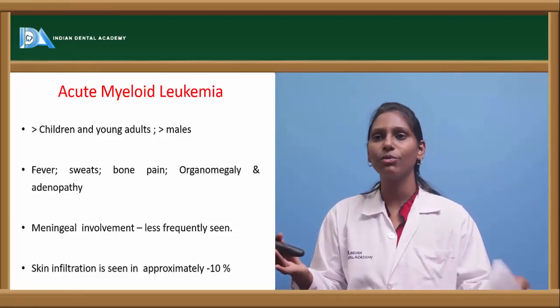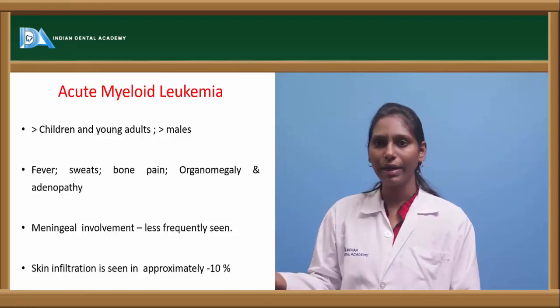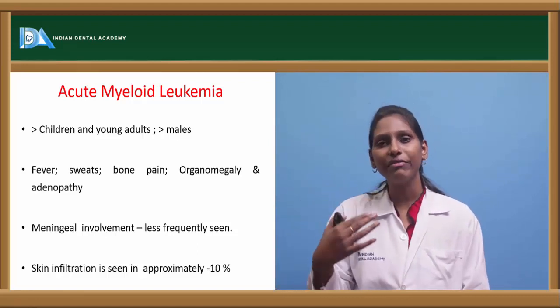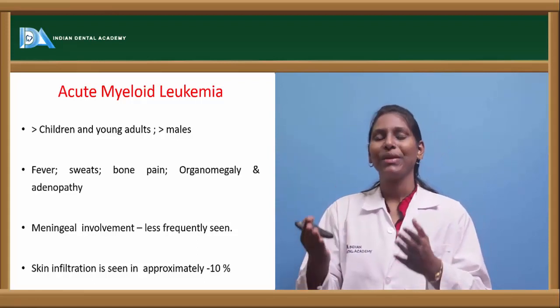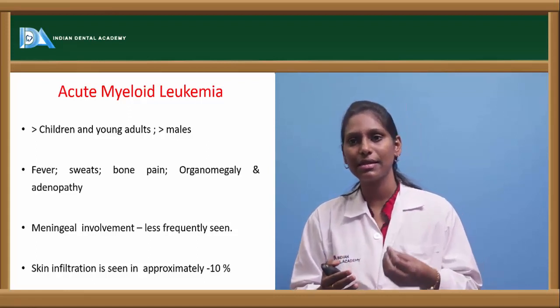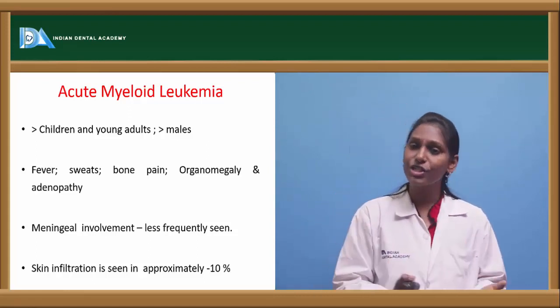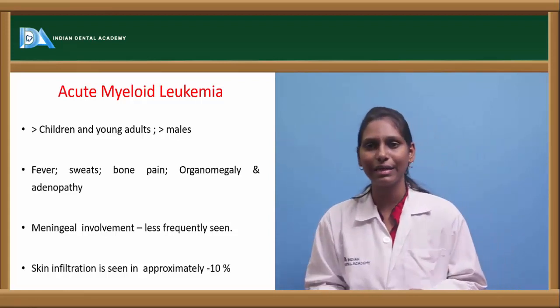Because of infiltration into the bone, they will have bone pain, and organomegaly, that is splenomegaly or hepatomegaly, can be seen. Because of the infiltration into the lymph nodes and the salivary glands, there will be adenopathy. And when they infiltrate the salivary glands, there will be decreased salivation in these cases. Meningeal involvement can also be seen, but it is not very commonly seen. It is one of the rare manifestations.